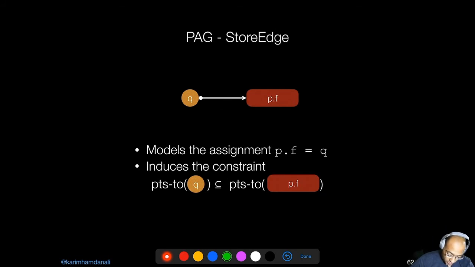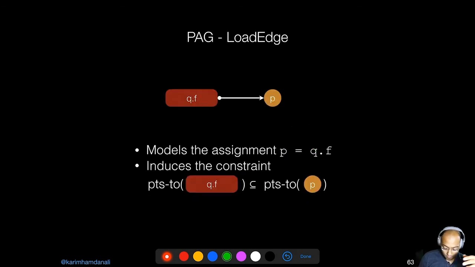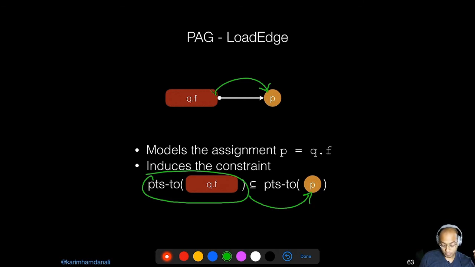Then we have a store edge. It basically models the assignment statement p.f equals q. So you are storing the value of q into p.f, and that's why the direction of the edge goes from q to p.f, and it generates the constraint that the points-to set of q will flow to the points-to set of p.f. The reverse of that is a load edge. So you're loading a value from a field into a variable, and that's why you're generating a constraint that the points-to set of q.f will be a subset of the points-to set of p.